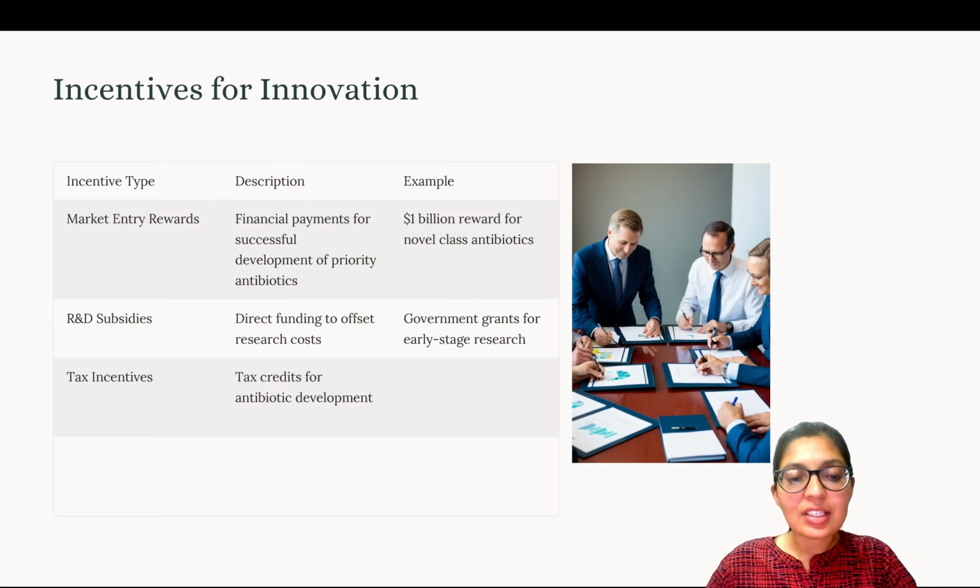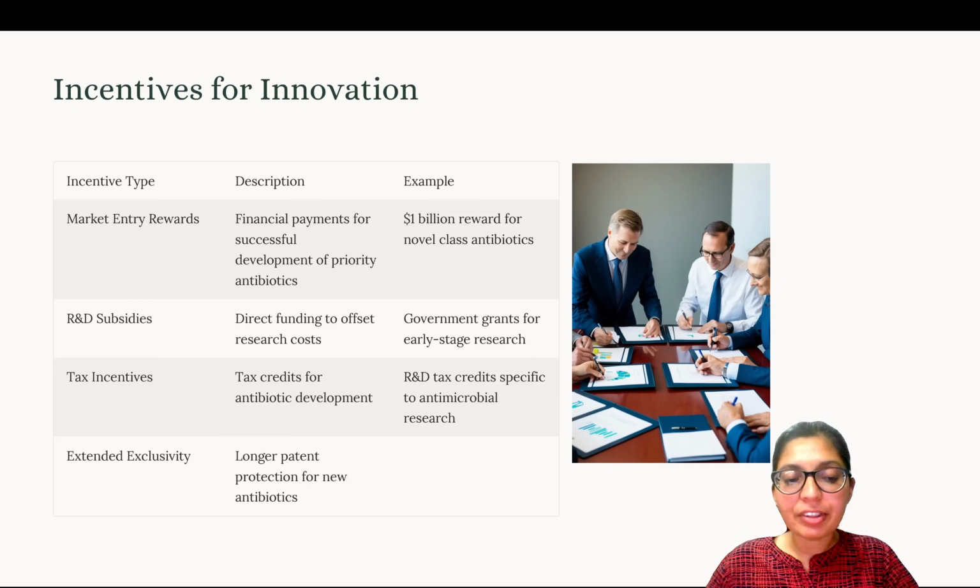Tax incentives: tax credit for antibiotic development, a research and development tax credit specific to antimicrobial research. Extended exclusivity: longer patent protection for new antibiotics, additional years of market exclusivity. These were the incentives so that innovation can be done faster and more innovations are there.